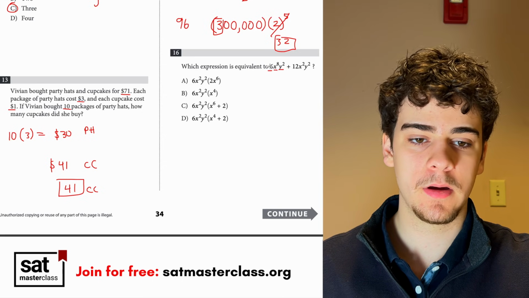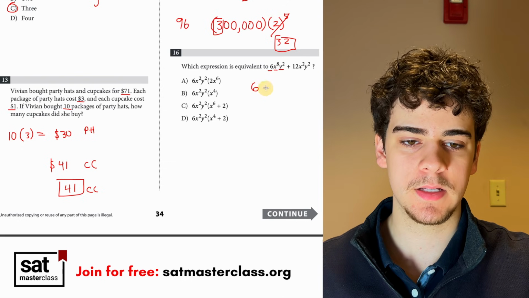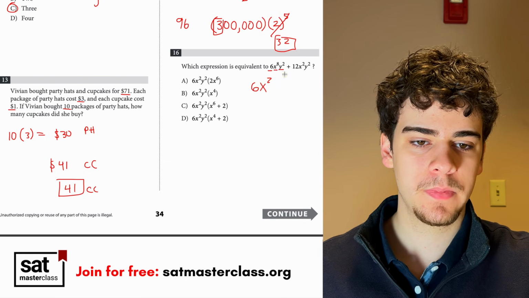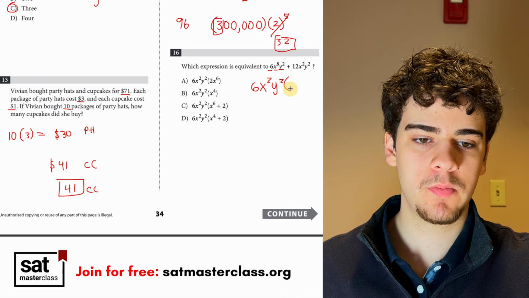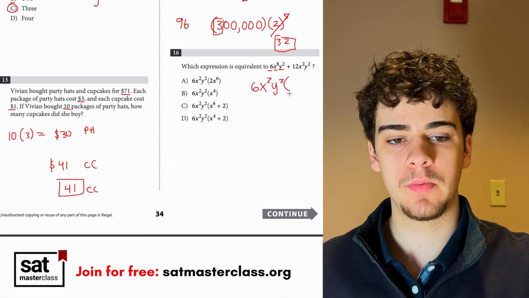So for the numbers, we have 6 and 12. So obviously the biggest thing we can pull out is a 6. Then for the x's, biggest thing we can pull out is x squared. And for y, the biggest thing we can pull out is y squared. So that is what we're pulling out. Now let's go back and figure out what each of these terms would be once we pull this out.